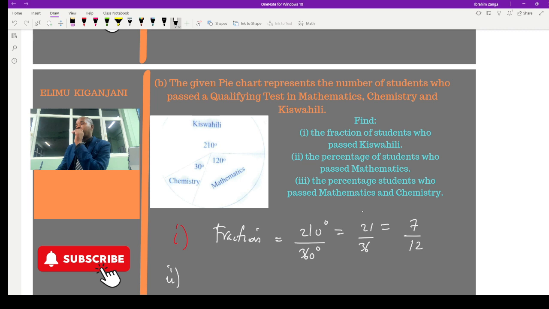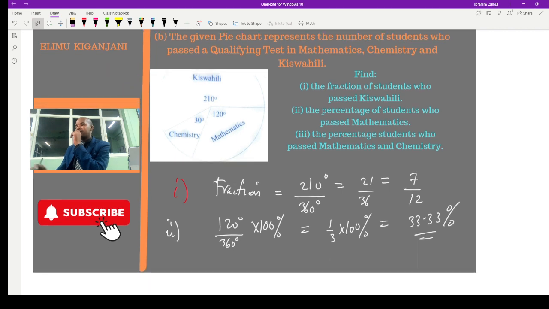Part 2, the percentage of students who passed mathematics. I'll be taking 120 degrees divided by 360 degrees times 100%. With simplification, you have 1 over 3 times 100 percent, and it will be 33.33%, dear students.